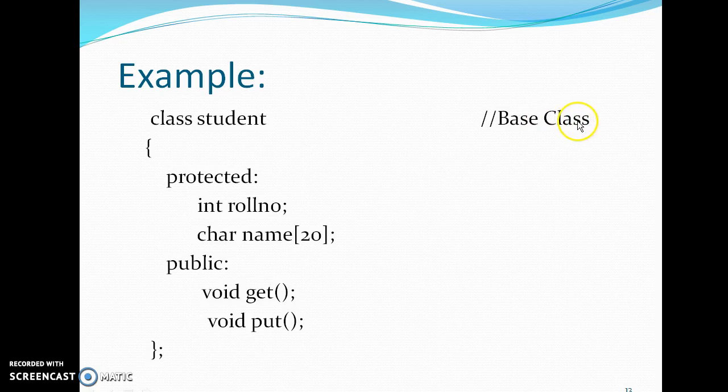So this is the definition of the base class. It is like a normal class definition: the class keyword, then student, the name of the class. Here student is acting as a base class, and as we know private members are not inherited, so we are using protected here. Under protected, roll number and name are declared as variables, and under the public section we used two member functions, get and put. So this is the definition of the base class student.